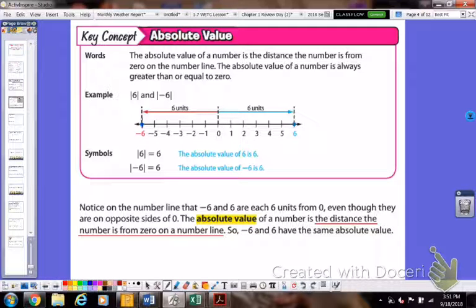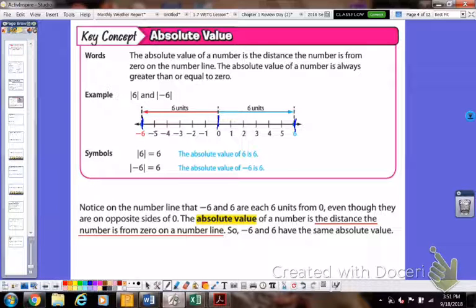If we go to our number line, we have a negative 6 here, we have 6 here. We want to count how many units they are away from 0. So 1, 2, 3, 4, 5, 6, and 1, 2, 3, 4, 5, 6. So the absolute value of 6 and negative 6 are both 6. They are both 6 units from 0. So down here, notice on the number line that negative 6 and 6 are each 6 units from 0, even though they are on opposite sides of 0.